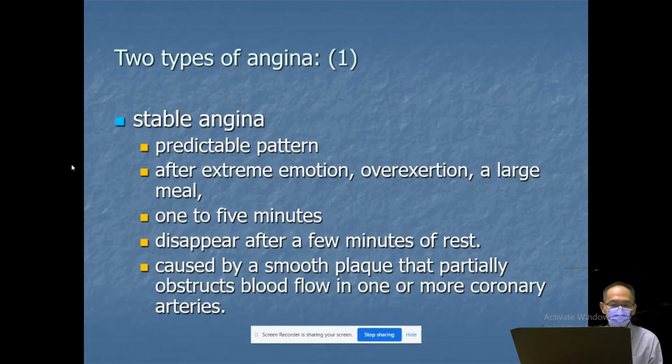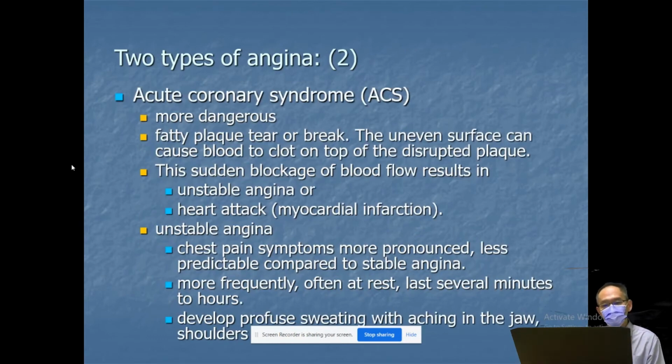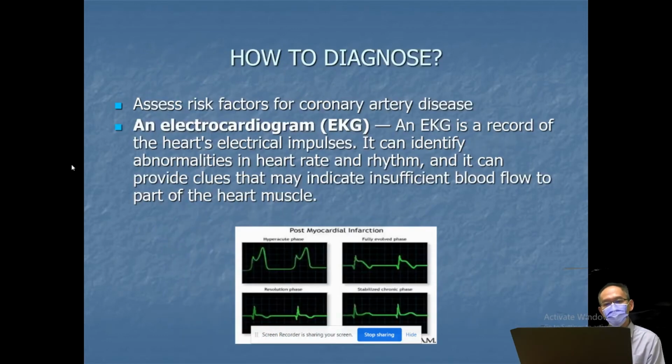The other one is the more scary one. It will be acute coronary syndrome or unstable angina. It can be a sudden acute attack, more dangerous. The plaque tears or breaks and ruptures and causes sudden occlusion of the vessels. And it causes a heart attack, a severe full-blown heart attack, which we call myocardial infarction. Or it has not caused severe damage, and that is called unstable angina, right?